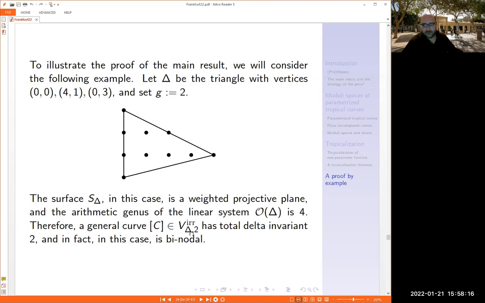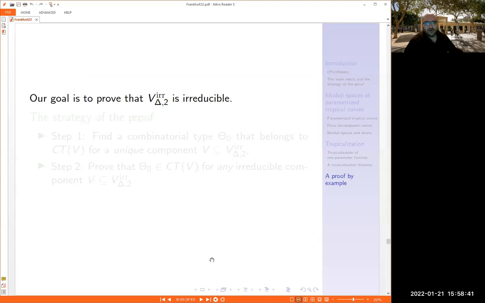Even if the characteristic is 2 or 3, a general curve C in V delta 2 will have 2 nodes. Okay, it's not obvious, and there are surfaces where this is not true in positive characteristic, but in this case it doesn't matter what characteristic you are in. The general curve in V delta 2 here will be binodal. Okay, good. So now our goal is to prove that this particular variety is irreducible.